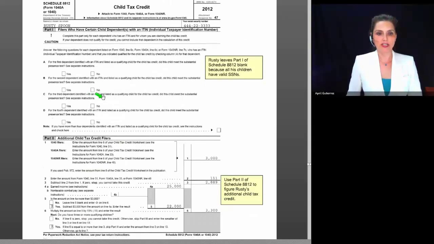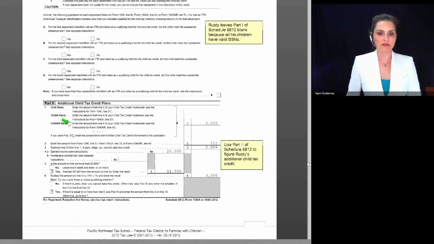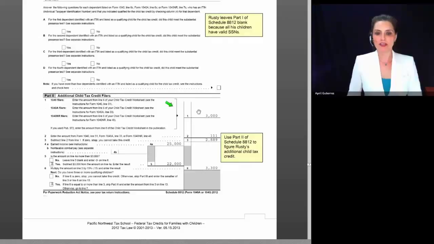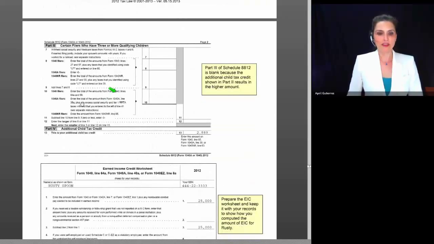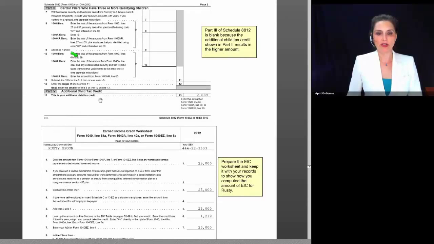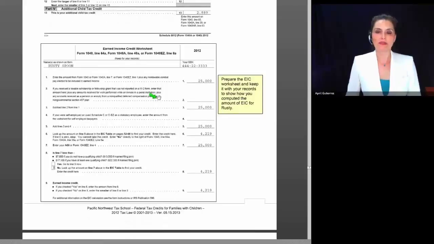On the next page, we have the child tax credit form filled out. Part one is blank because the children all have social security numbers. And then we see the math going on here, 3,000. We take 22,000, which is 25,000 minus 3,000. We multiply that difference by 15%. We get 3,300. We're limited to 3,000 minus the 111. And part three is blank because it provides a smaller result. We end up with 2,889 and we claim it. This is an example of the earned income credit worksheet. It shows how we computed the earned income credit, and that's shown right here.